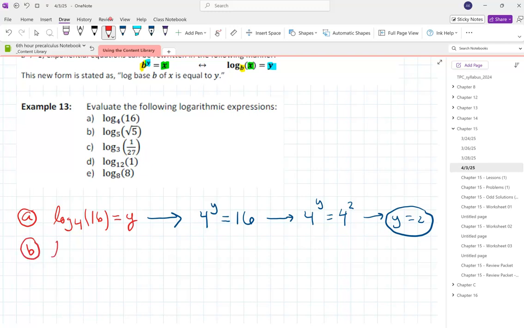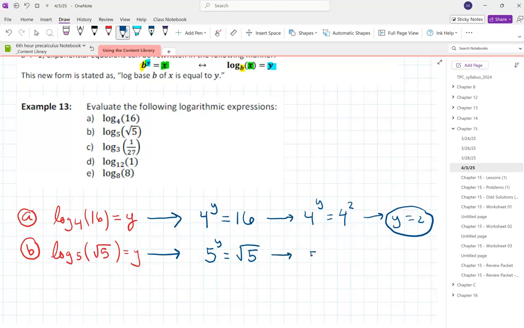Let's do another. So we have log base 5 of square root 5 is equal to y. Again, I just made a logarithmic equation. We'll translate that now into an exponential equation. So 5 to the y is equal to the square root of 5.